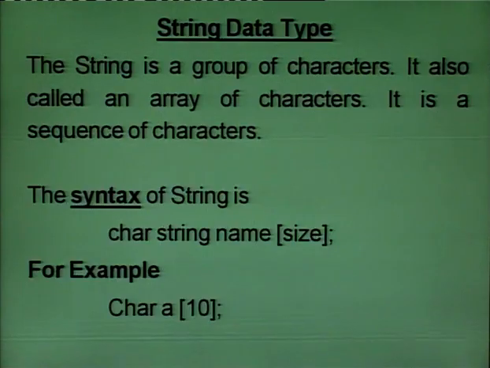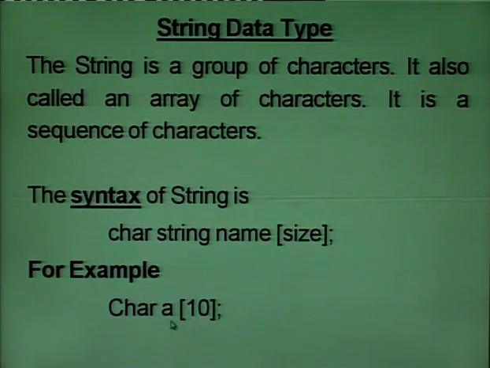The example for that is char A[10]. Here I show an example. Char is a predefined data type for the string data type. Then A is the name of the array. Then 10 is the size, the number of elements that we have to define. After that there is a semicolon. The semicolon is a must here. You have to assign a semicolon there.